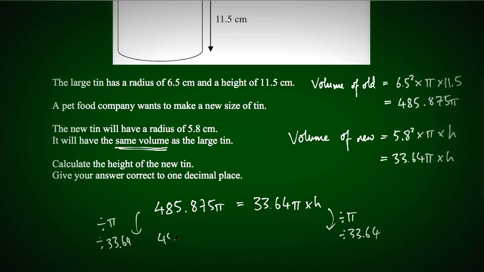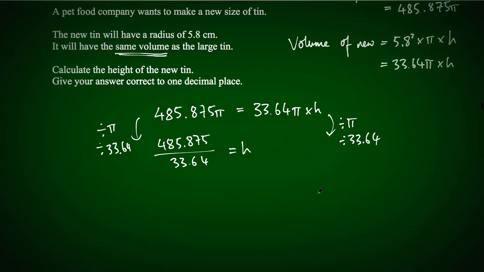So that gives me 485.875 over 33.64 equals h. Which is 14.44337, etc. Give your answer correct to one decimal place, so h equals 14.4 centimeters.